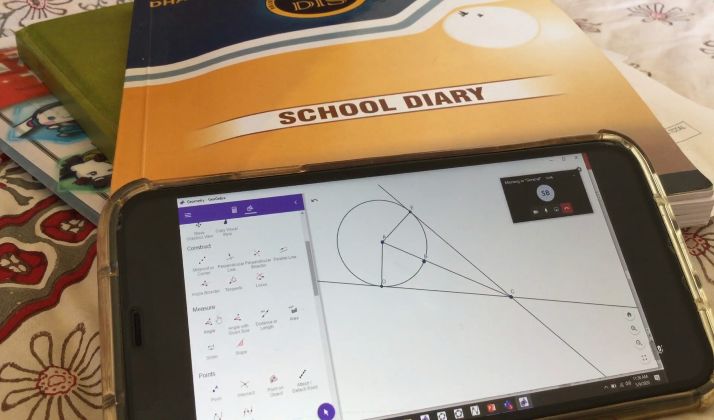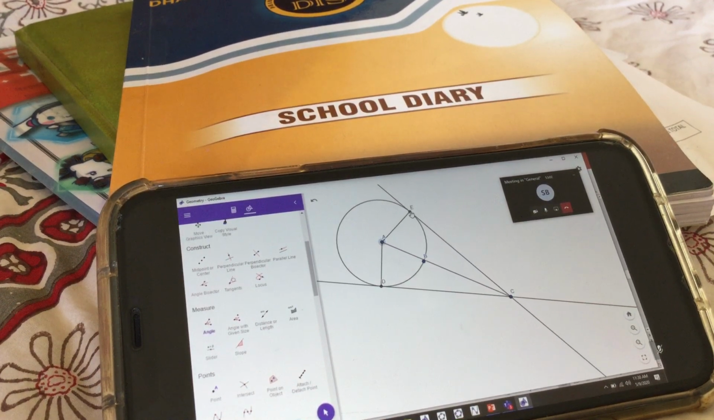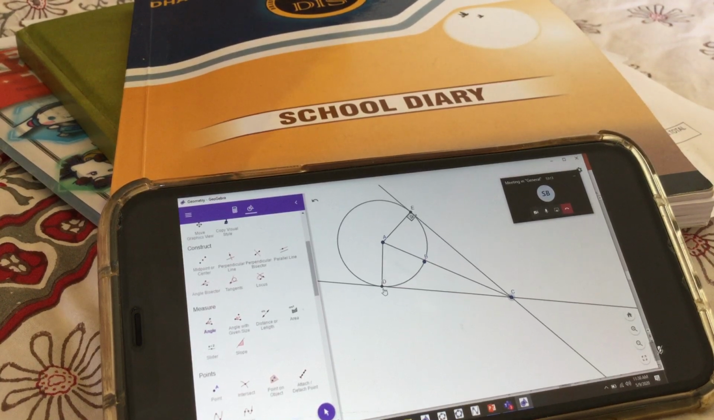For measuring also the possibilities are there. So we are going to measure angle now. When you click measure and angle, here it is. So I want to measure angle AEC. I click A, I click E and I click C. So the angle is 90 degree. Same way I want to measure this angle. So I click C, I click D, and I click A. So this is also 90 degree.